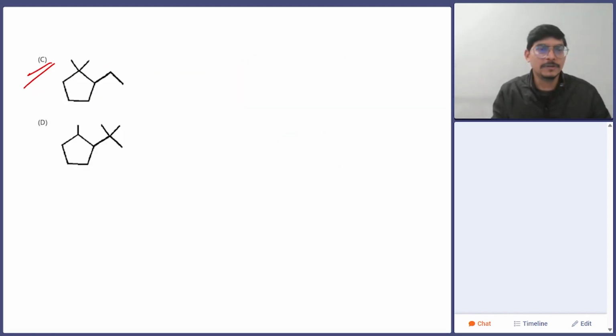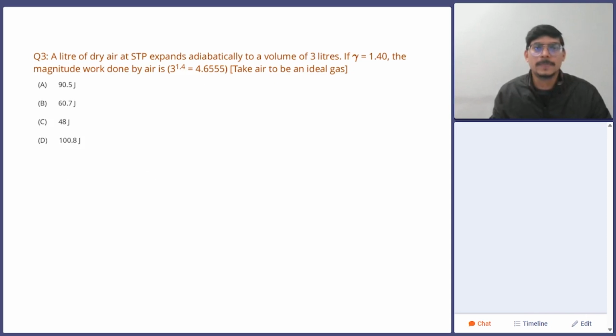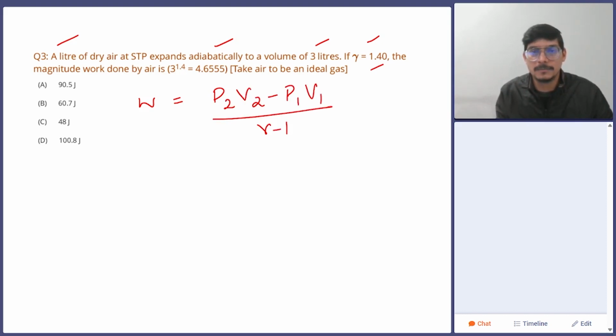All right, moving to the next question. A liter of dry air at STP expands adiabatically to a volume of 3 liters. Okay, so initial volume is 1 liter, final volume is 3 liters. Gamma, the ratio of molar heat capacity, Cp by Cv, is given to be 1.4. The magnitude of work done by it. So this is adiabatic work done. So for adiabatic work done, we can say the work done is P2V2 minus P1V1 divided by gamma minus 1. Okay, so we can substitute the values, right? Because we know that for an adiabatic process, PV raised to the power gamma is equal to constant. So P1 V1 raised to the power gamma is equal to P2 V2 raised to the power gamma.